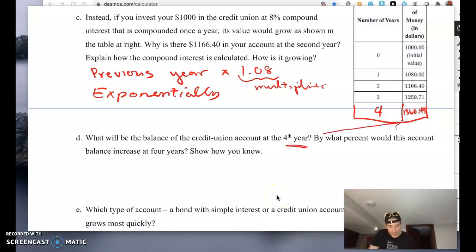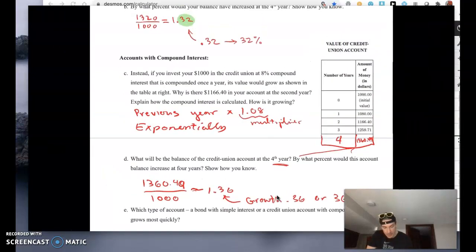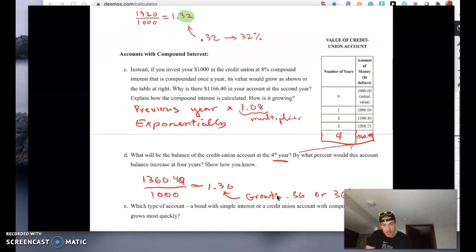And then by what percent would this account balance increase after 4 years? Show how you know. Well, we're going to do the exact same thing. We're going to take that 1360.49, and divide by 1,000. When I do this, I'm going to get about 1.36, and that tells me I have a growth of 0.36 or 36%. And believe it or not, I know that doesn't seem super significant, but check this out. And I'm slightly off. There we go.